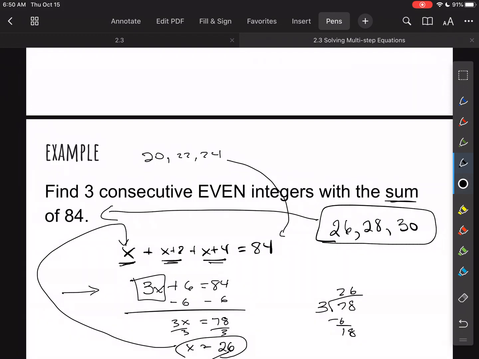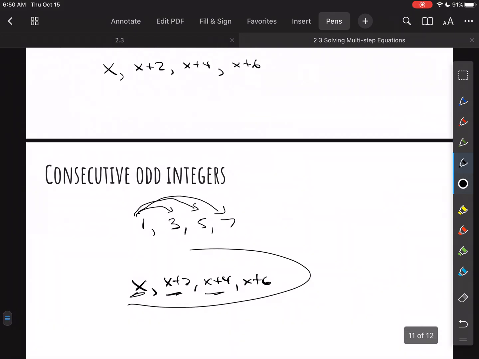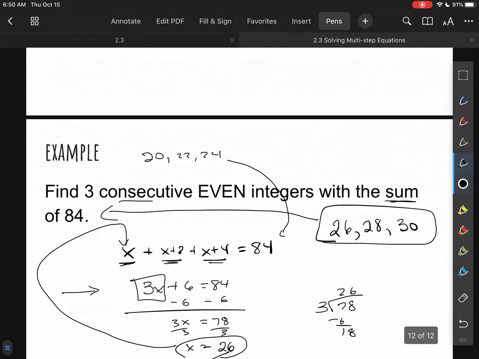So when you do these consecutive evens or consecutive odds, make sure you use these equations. Get these in your notes. Make sure these are in your notes. Make sure you use those to guide your thinking to set up your equation and solve.